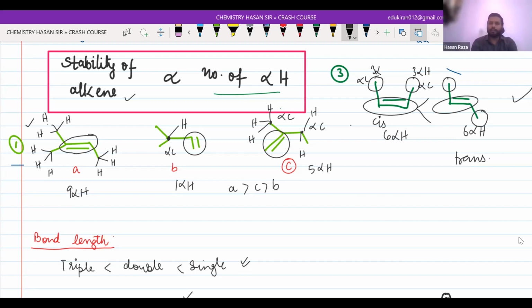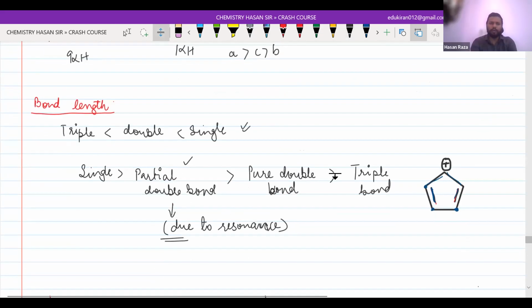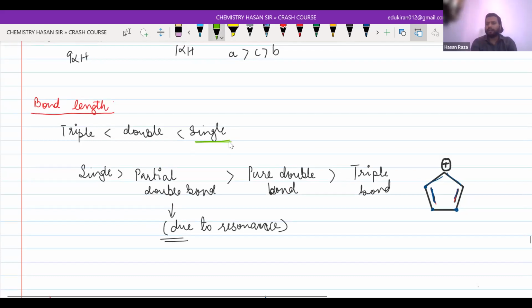Moving to the next topic, that is bond length. For bond length, you have to remember this. You know that single bond is the lengthiest bond, it will have more length, then double, and then triple. If a multiple bond is there, it will have shorter bond length. But in resonance, some bonds are single and then double, single, double. So the lengthiest bond is single, then comes your partial double bond due to resonance, and after that, pure double bond and then triple bond.